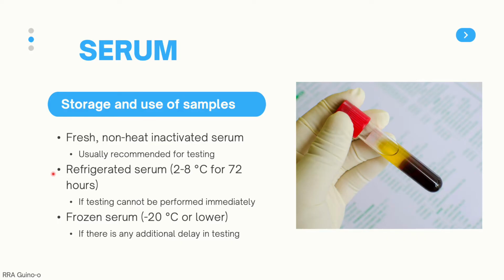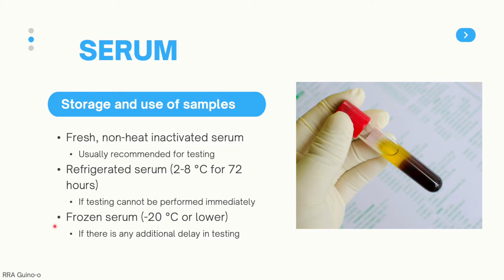Next, we have frozen serum, and this is serum that is stored at negative 20 degrees or lower. You can store serum indefinitely at negative 20 degrees as long as you avoid repeat freeze-thawing processes. The more we freeze and thaw our serum, the greater chances that we destroy the different proteins and antibodies that we can find in the serum.